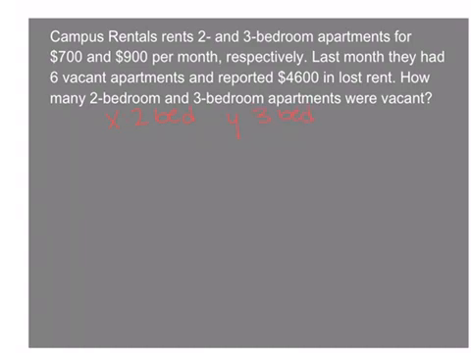So anytime I'm talking about the 2 bedrooms, I need an x with it, and anytime I'm talking about the 3 bedrooms, I need a y with it. So now I'm talking about money. I got a money situation, and then just there's the number of apartments available. So when I have $700 for my 2-bedroom plus $900 for my 3-bedroom, I need that to equal the $4,600 that I have lost in rent last month for those vacant apartments.